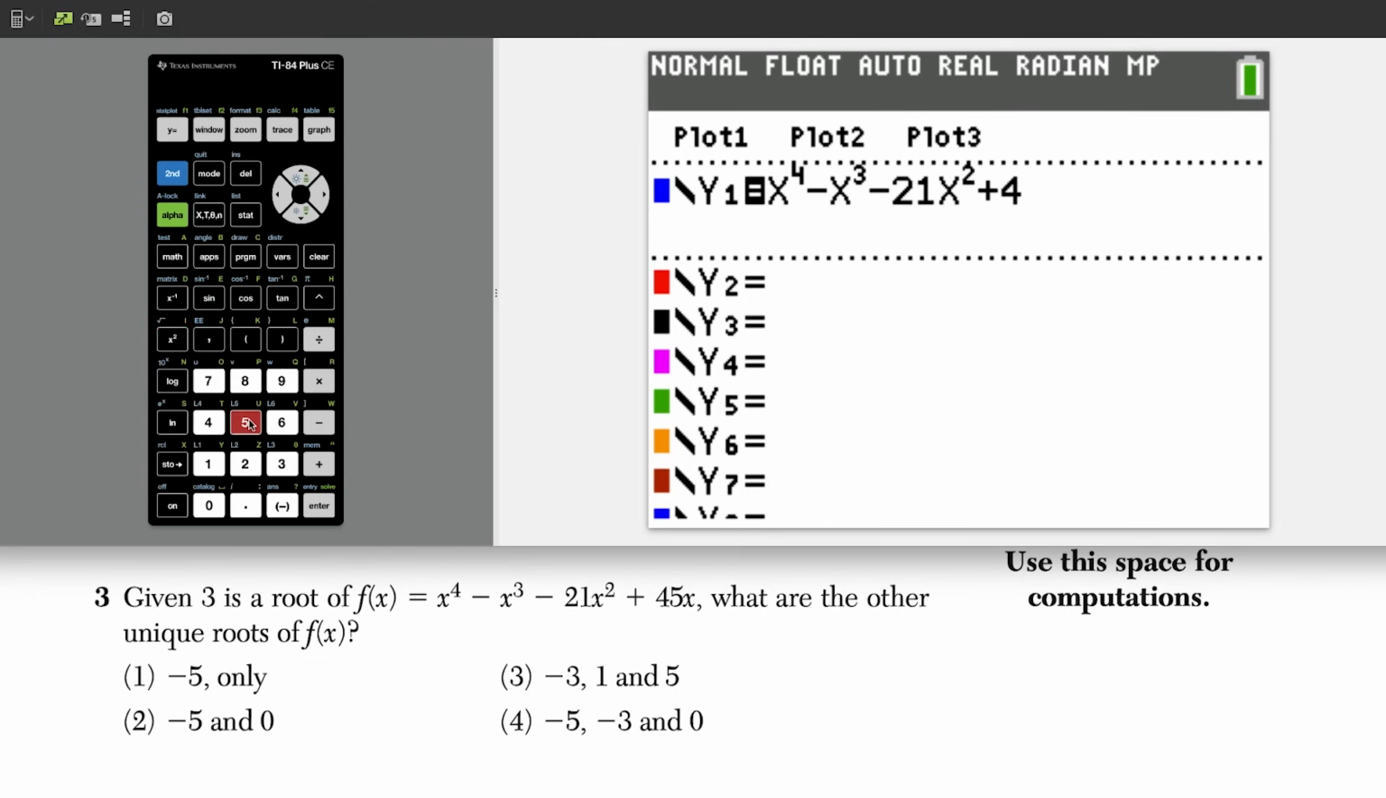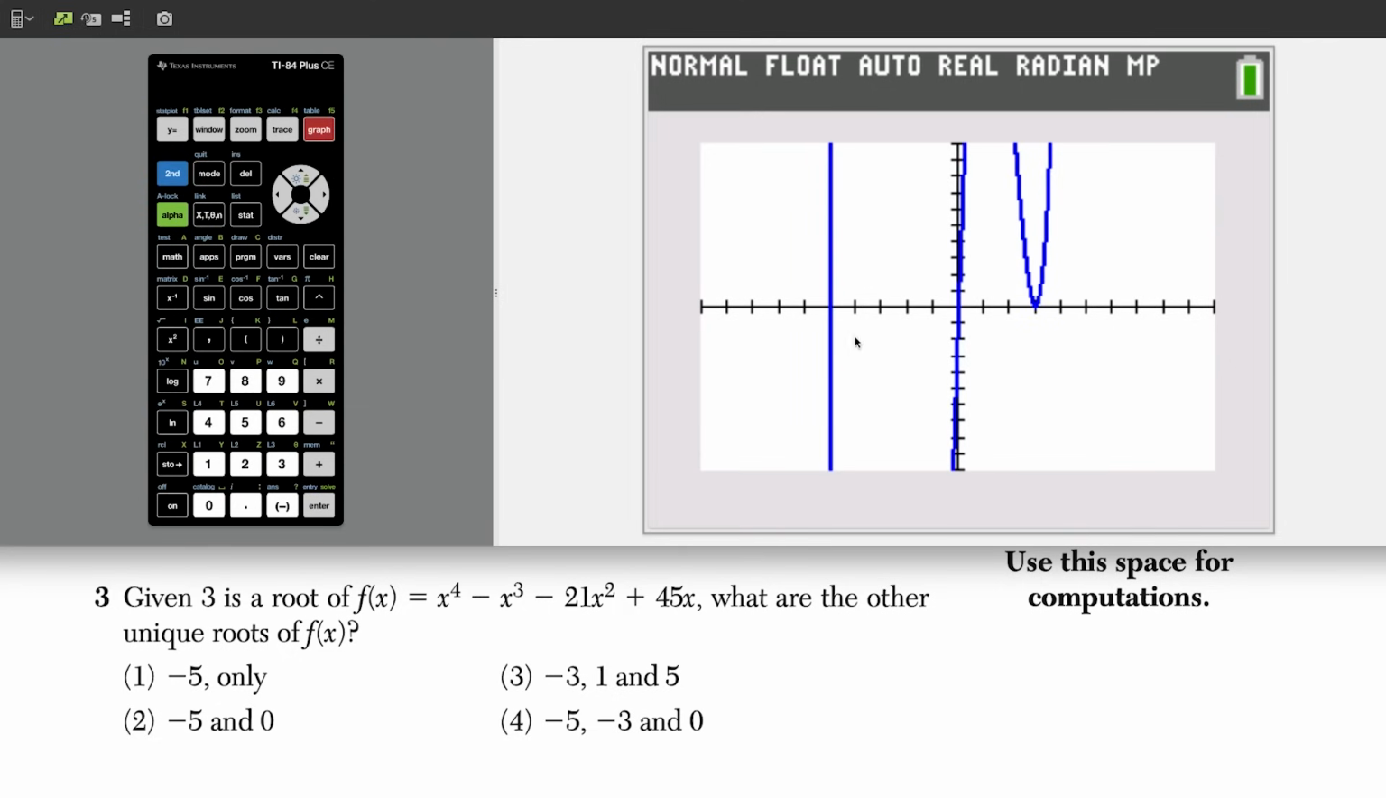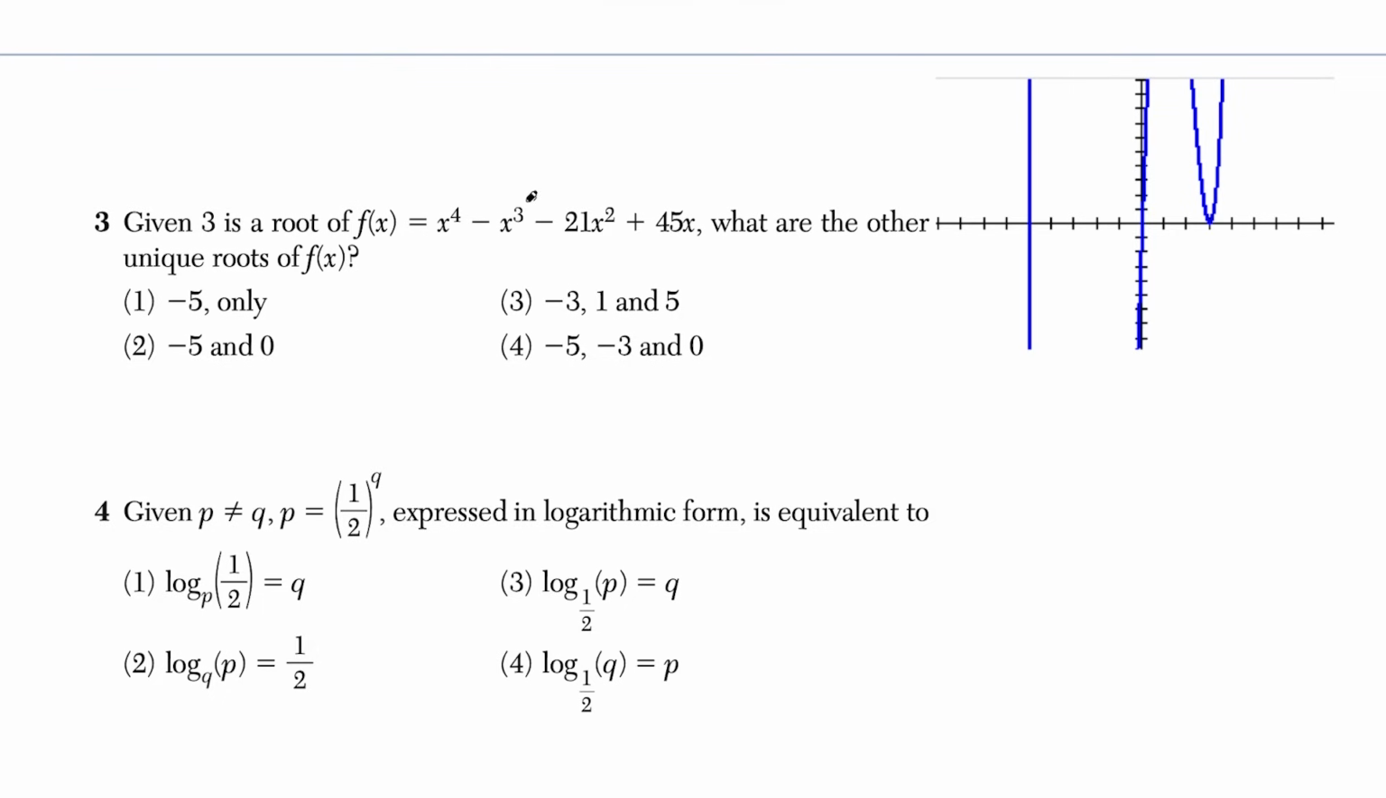Okay, so here is the function f of x. And now when we press graph, we'll have all the information we need to answer the question. To find all of the unique roots of f of x, we can just look at where this graph crosses the x-axis. And this happens in 3 places here.